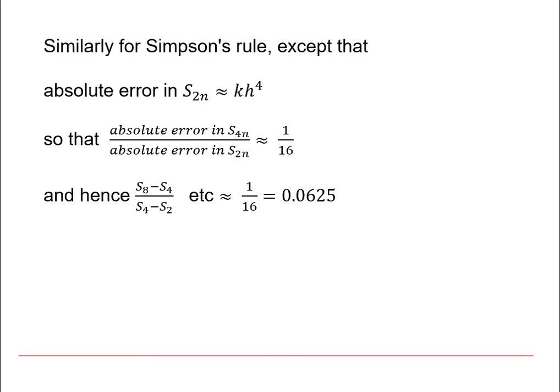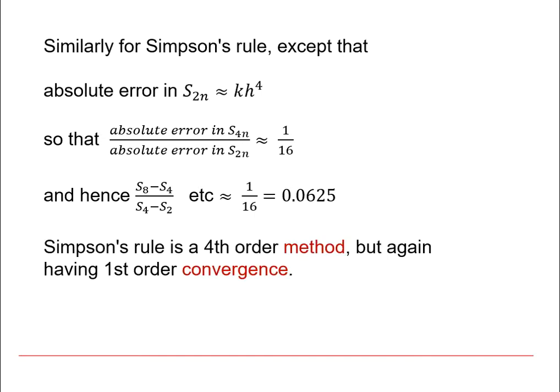And we can use the ratio of differences as before, and we would expect that to be approximately 0.0625. So Simpson's rule is a fourth order method, but because each absolute error is approximately a certain proportion of the previous absolute error, that makes it first order convergence again.